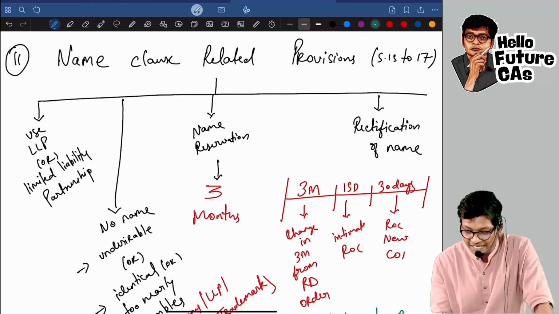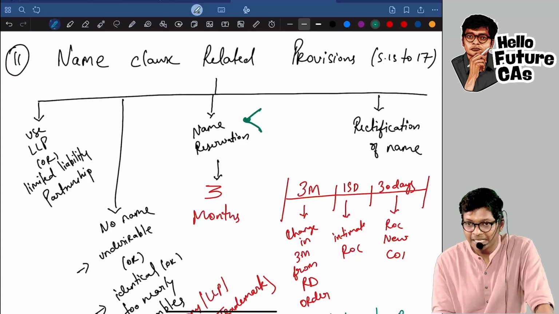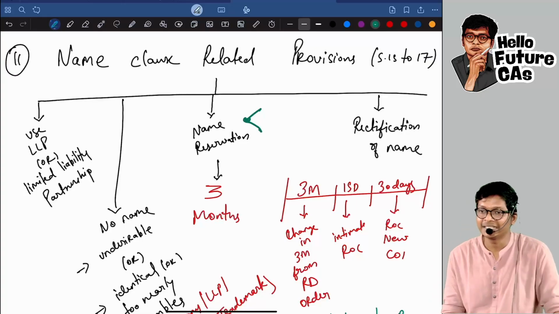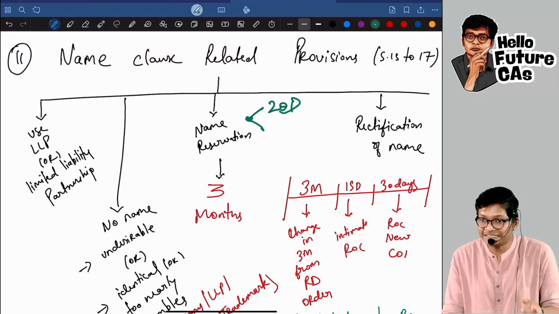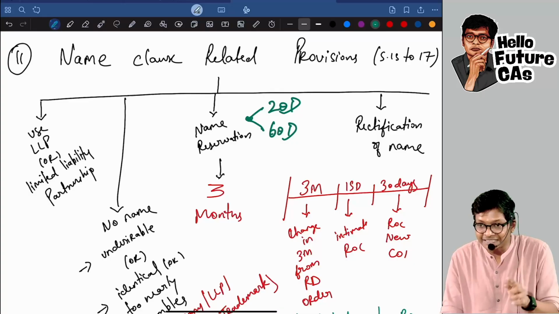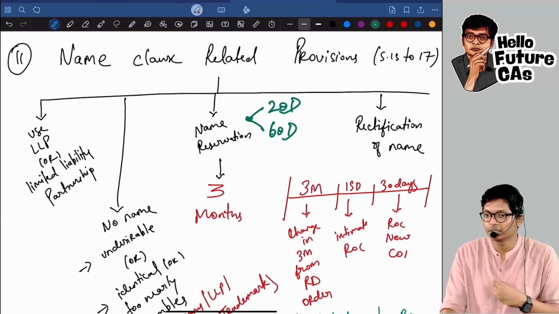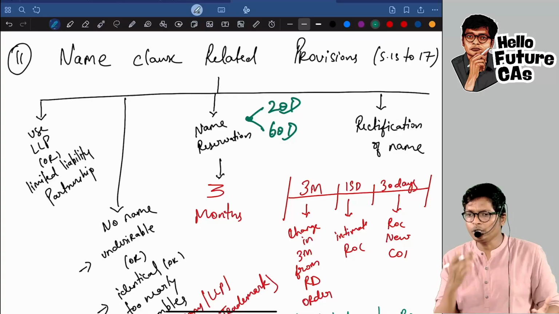Same provision we have in Companies Act. If you remember, in Companies Act, they say if it's a new company, the name will be reserved for 20 days. If it's an existing company, the name will be reserved for 60 days. Do you remember, guys? No, sir, I don't remember. Same thing.